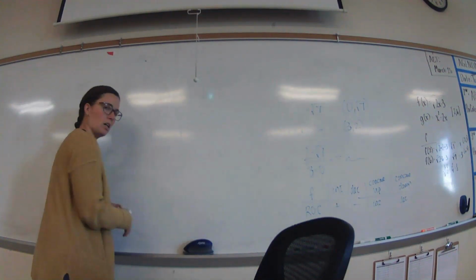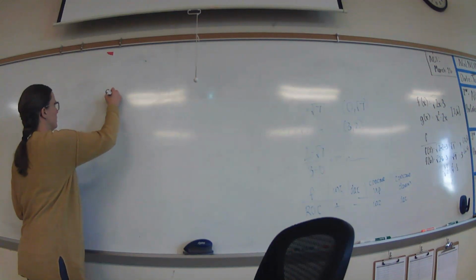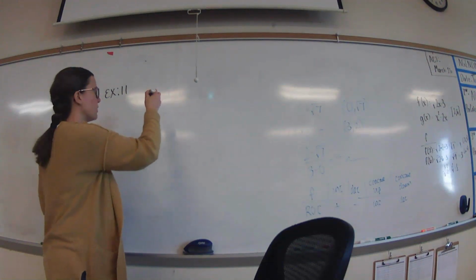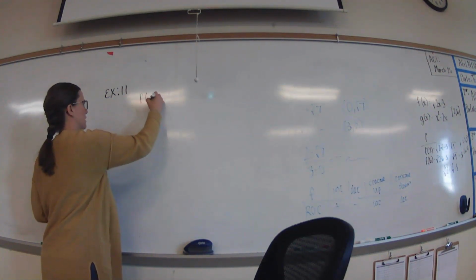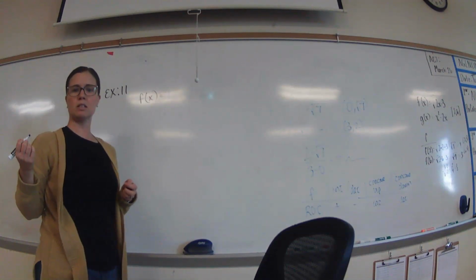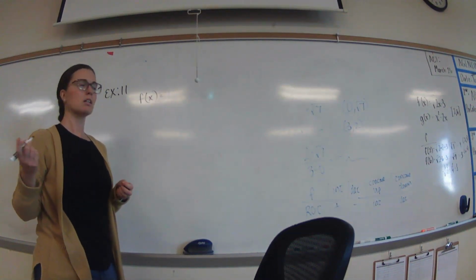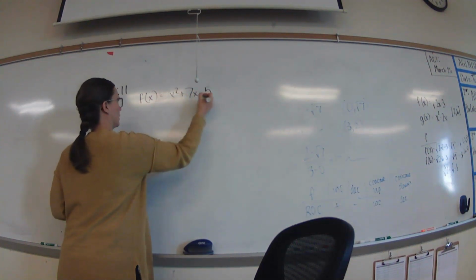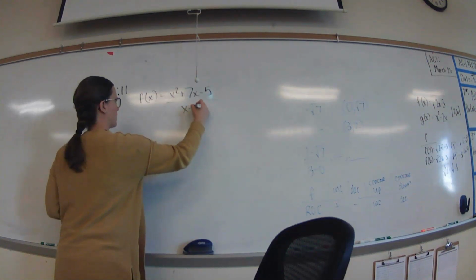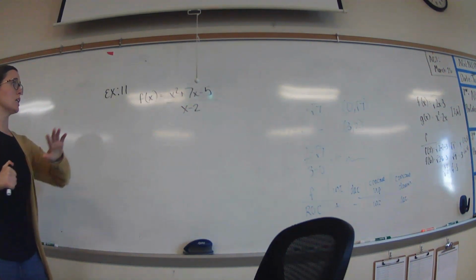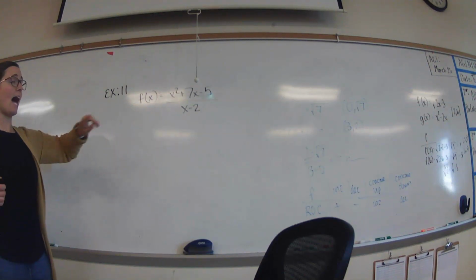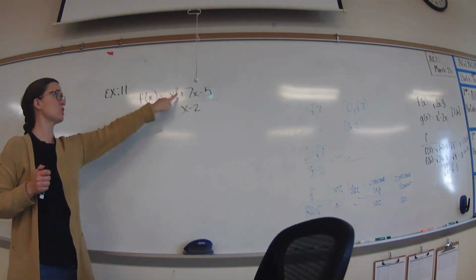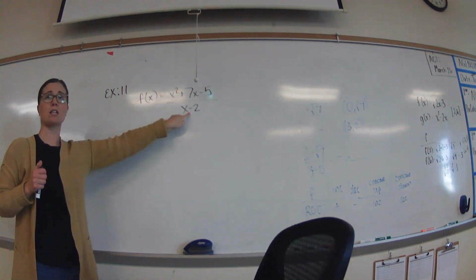Okay, so for example 11, I can't see it because of the video up there. Somebody give me that function that it gives you for example 11. Where it's x squared plus 7x minus 5 over x minus 2. Thank you. So, for this problem, I know this has a slant asymptote because the top has a degree that's 1 bigger than the bottom.